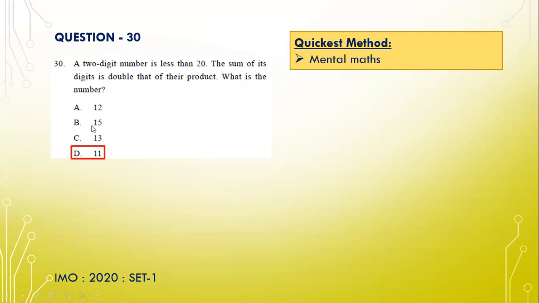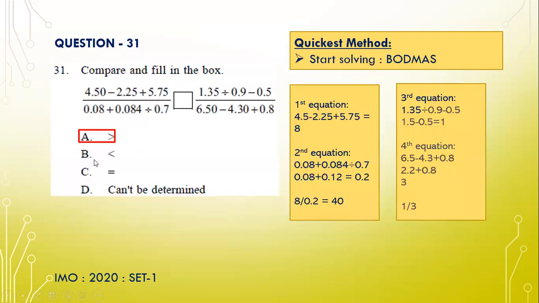Similarly, if you take 15, 1 plus 5 is 6, and 1 into 5 is 5. 6 is not double of 5, isn't it? So answer is 11. Compare and fill in the box, isn't it? So you have to solve each of the equations individually.